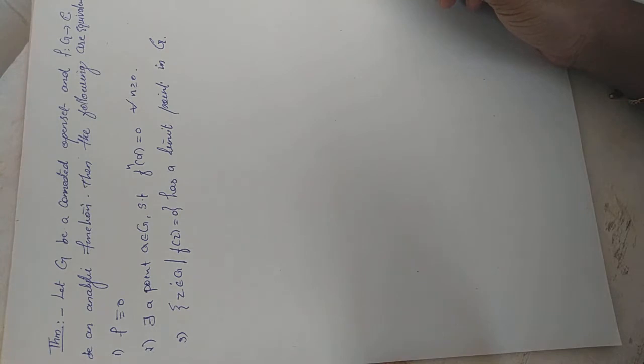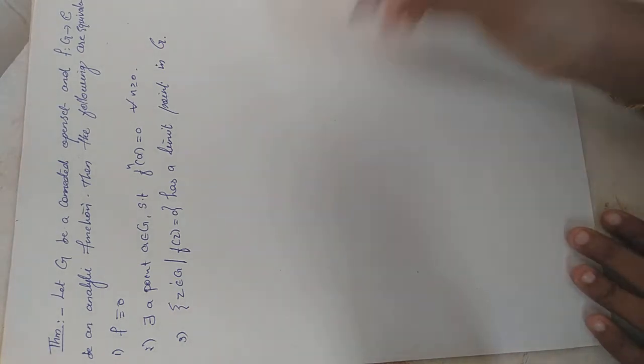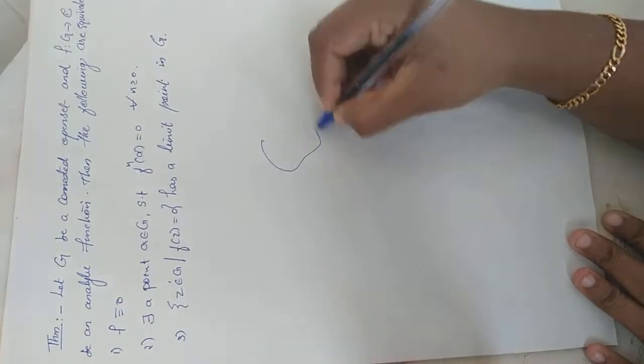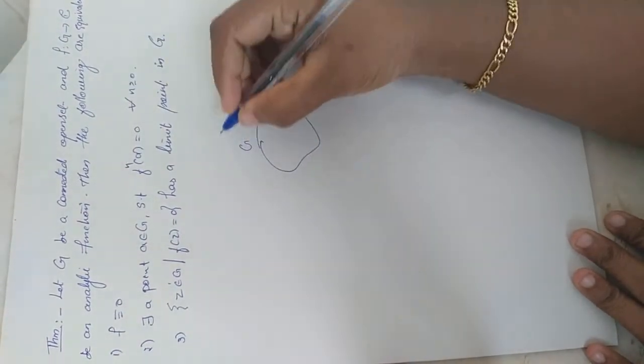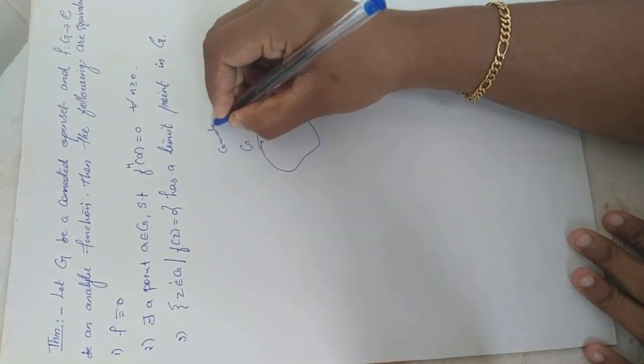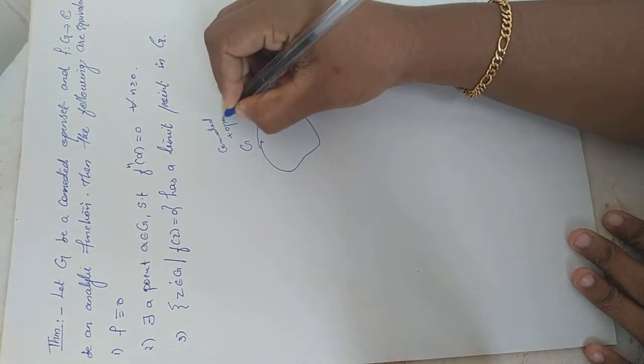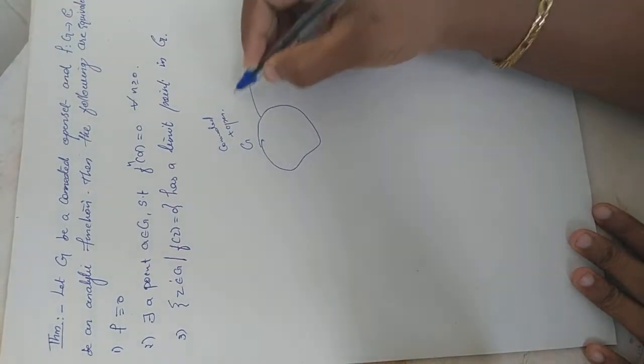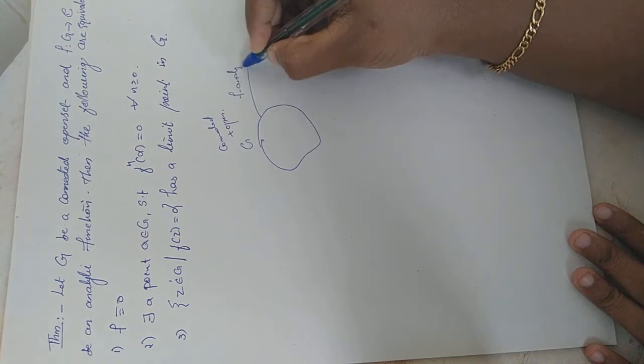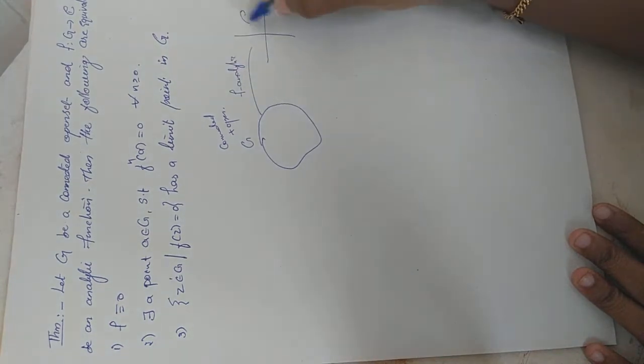So we are discussing the section zeros of analytic functions. The next theorem says: let G be a connected open set in the complex plane. Then I define an analytic function f from G to C, the complex plane.